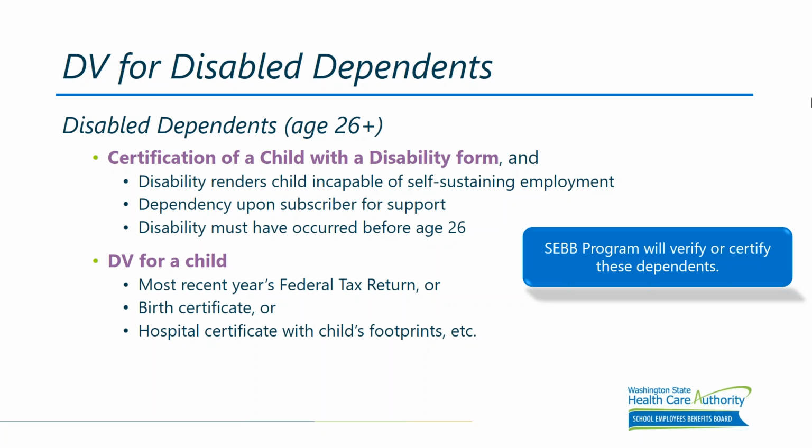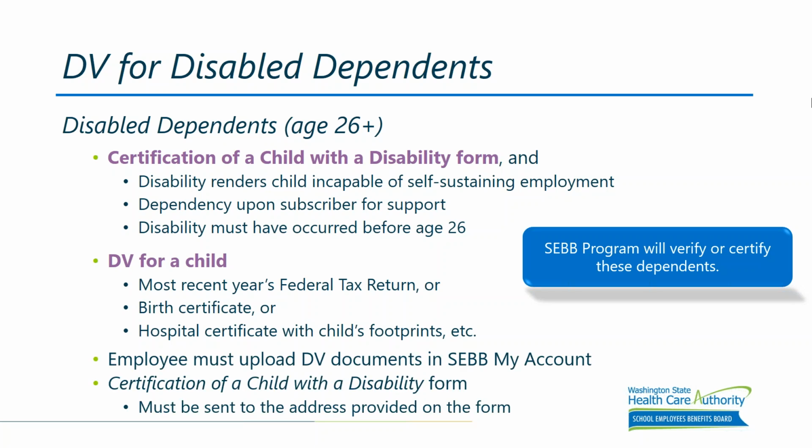Now, keep in mind, if somebody has a child who is under the age of 26 who is disabled, it would be best for them to enter them as a child, not a disabled child, in SEBB My account. If you notice that a child has been entered with a birth date that shows they are under age 26 in SEBB My account, you will be able, as a BA, to go in and make that adjustment for the employee. But know that the SEBB program will not be verifying or certifying disabled dependents under the age of 26 because a certification is not required. So again, disabled dependents under the age of 26, they can just be verified as a child. They don't have to go through the certification process.